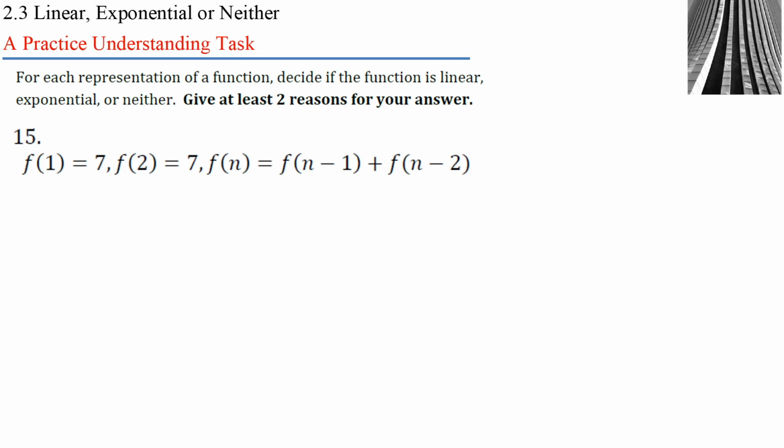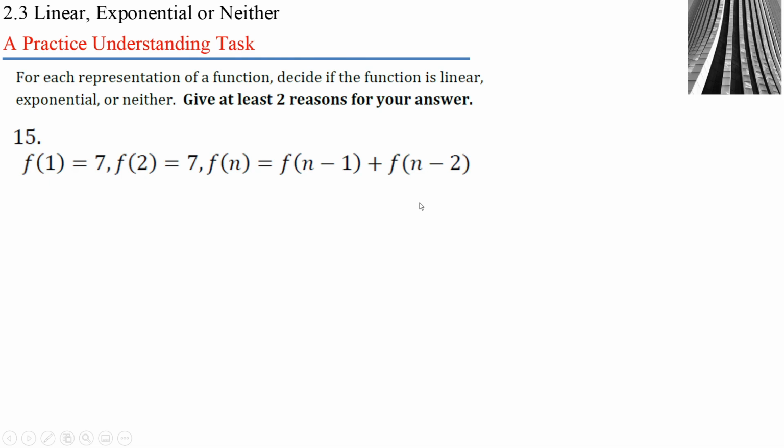Wow, they're giving me, this is interesting. This is another form of a recursive formula. And you haven't seen this before, so I'm glad we're talking about this right now. Okay, well, I have two initial terms here. F of 1 is 7, and then f of 2 is also 7. And then my recursion equation is f of n is the previous term plus the term before that.